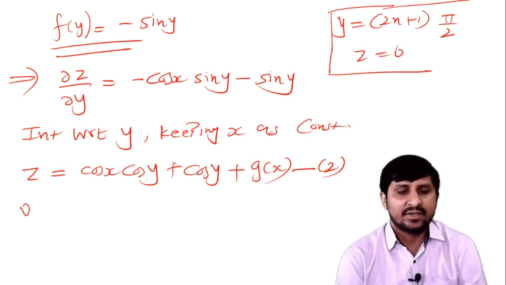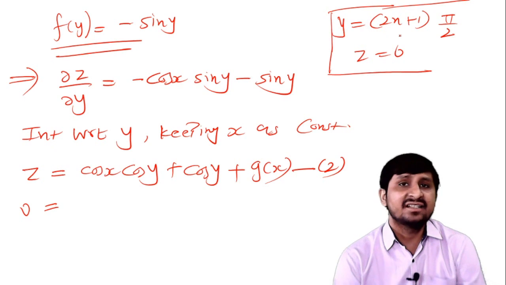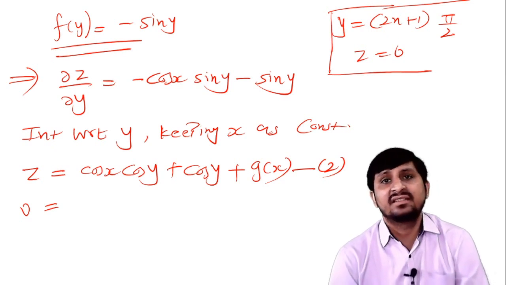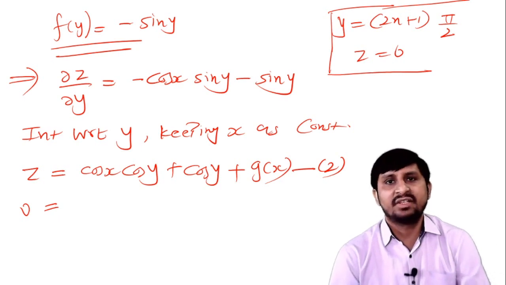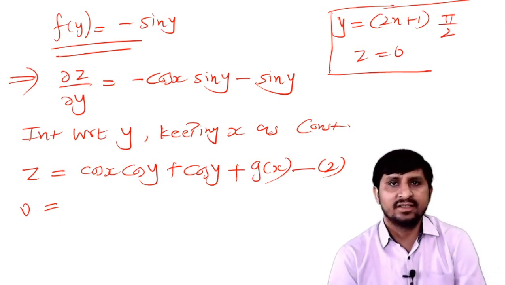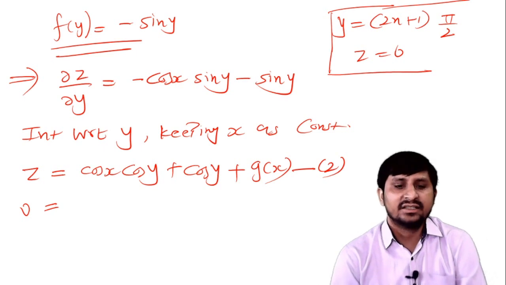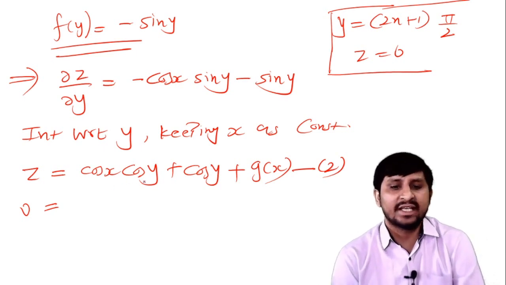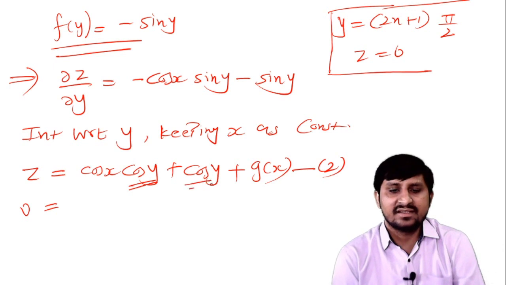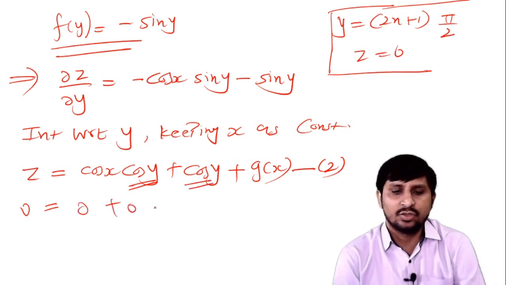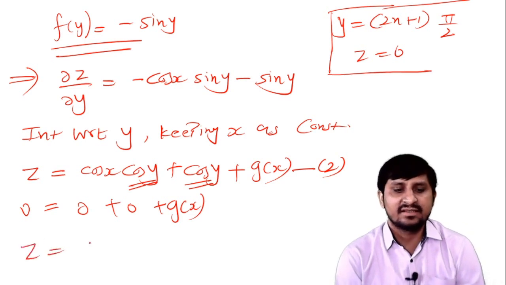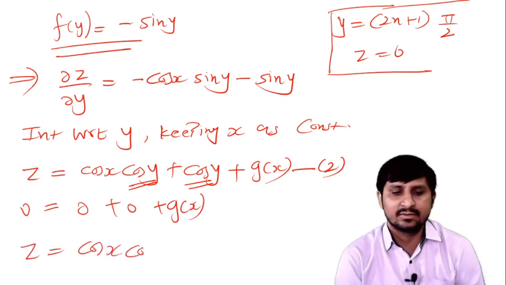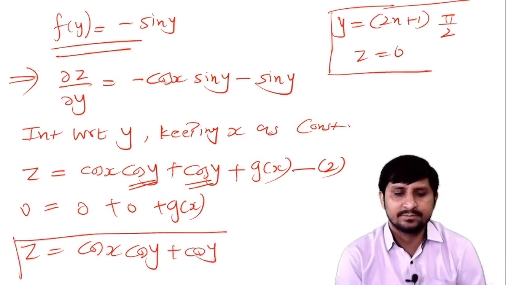On the left-hand side I have 0. y is (2n + 1) times pi by 2, which means the value of y is like pi by 2, 3 pi by 2, 5 pi by 2, 7 pi by 2, and at all these angles the value of cos is always 0. So this is cos 0, and once again this is also cos 0. So 0 plus g(x), and the value of g(x) is 0. So my final answer is z equals cos x cos y plus cos y. Okay, clear?